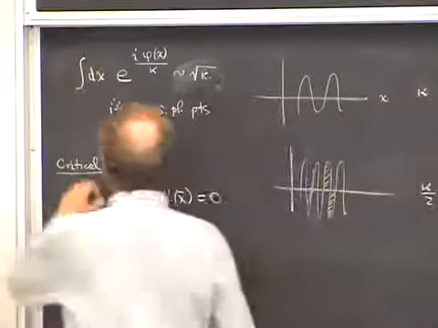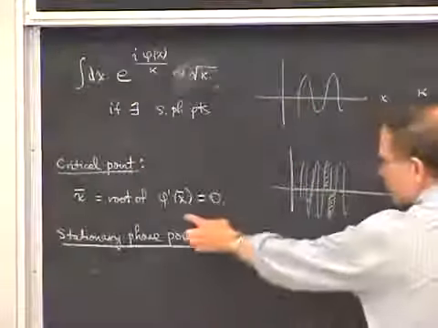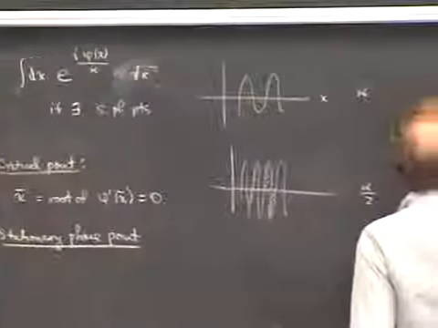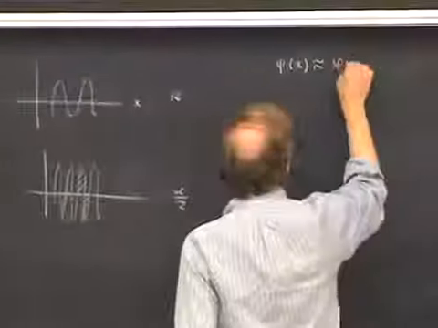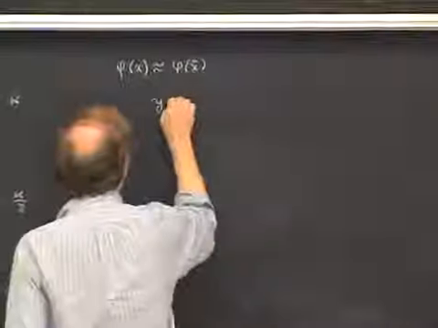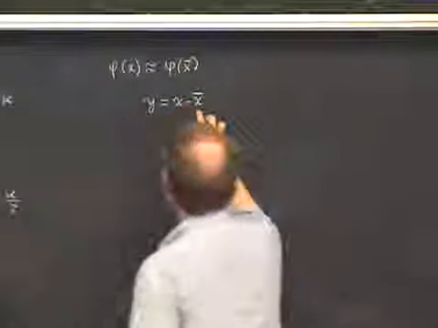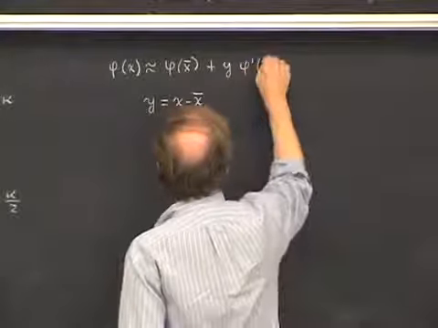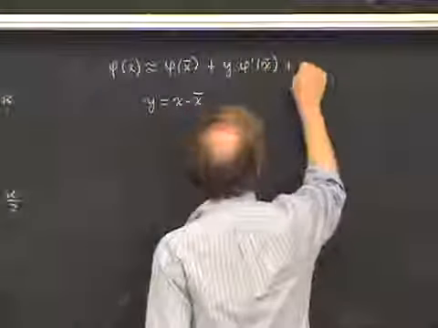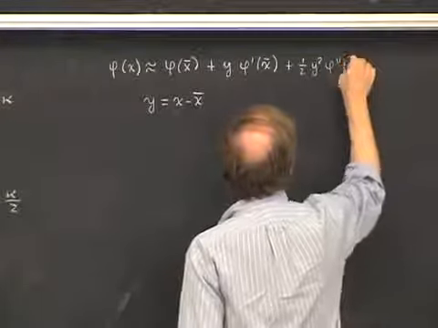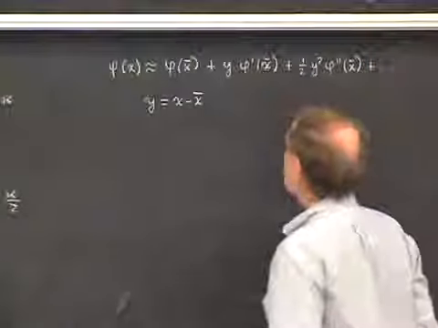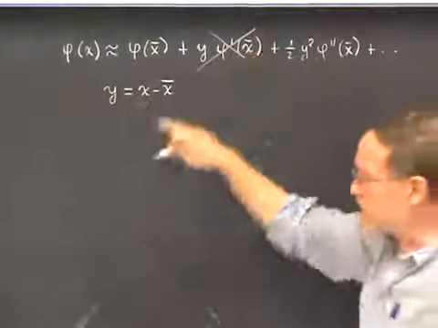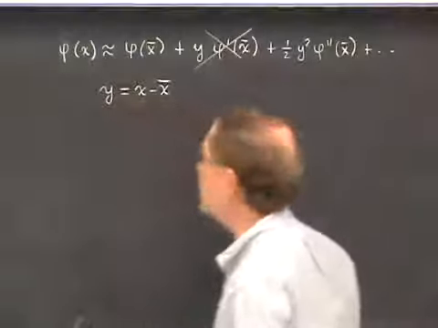So the approximation itself is straightforward. Let's just suppose that there is a critical point or stationary phase point x bar, and we'll take phi of x and approximate it in the neighborhood of x bar. Let y equal x minus x bar, so it's the deviation away from the stationary phase point. And then doing a Taylor series expansion, we have phi of x bar plus y times phi prime of x bar plus 1/2 y squared times phi double prime of x bar plus etc. like this. Except the first-order term goes away because x bar is a stationary phase point. The first derivative vanishes there.